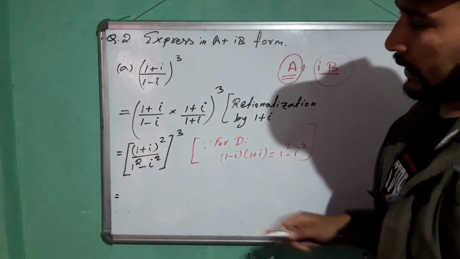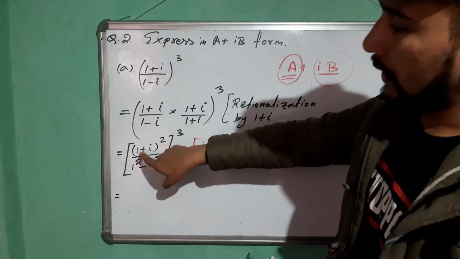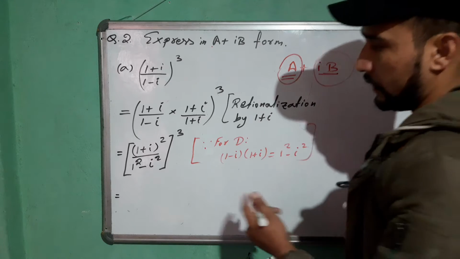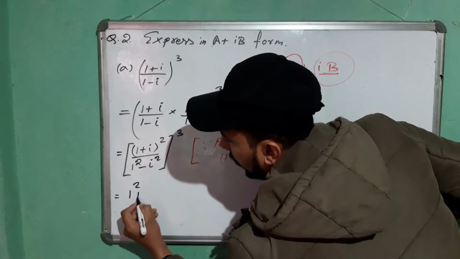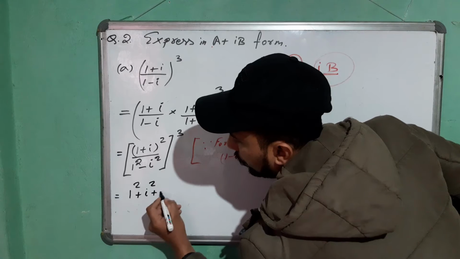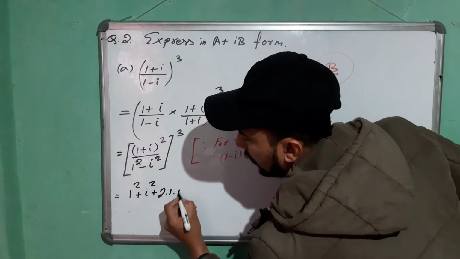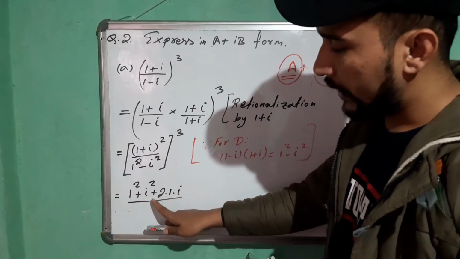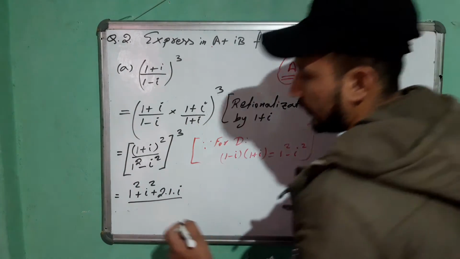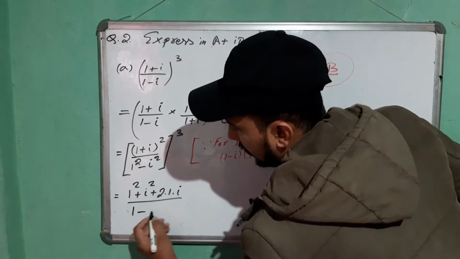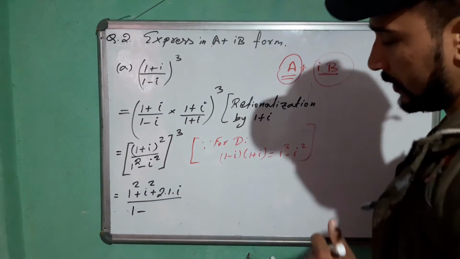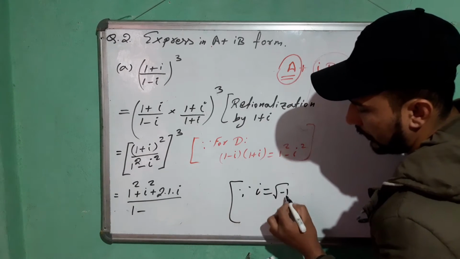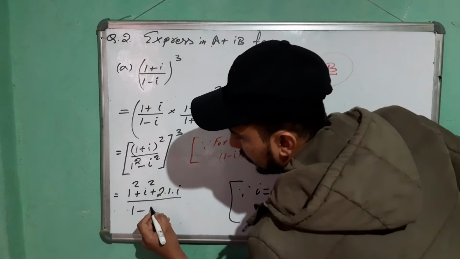Now next what you can do, here you can use expansion of a plus b whole square. Okay, so let's do that. It will be a square plus b square plus 2ab, otherwise you can write a square plus 2ab plus b square. In that way also you can write. So 1 square minus i square means how much? i square is minus 1, because i is root under minus 1, so i square will be minus 1.